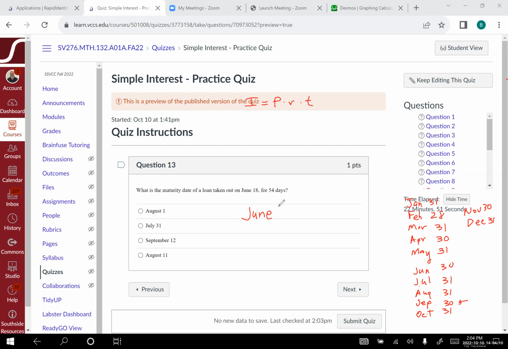All right, let's see what we get here. Let's see, June. There are 30 days in June. It's made on the 18th, so 12 days for June. 12. All right, so I get July, 31. Thank you. And that adds up to 43. So to get to 54, how many days in August do we have to go? 11. Very good. So whoever said that, you are correct. That adds up to 54 days, which is what we wanted. So August 11th is the maturity date of the loan.